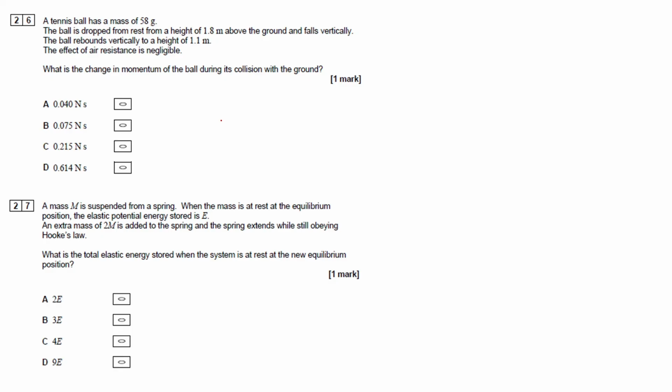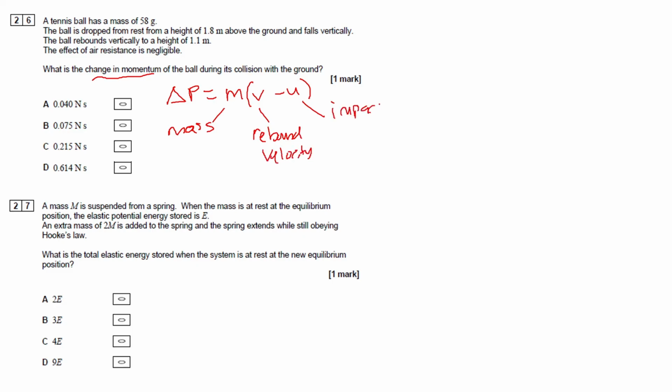In question 26, we have to think about, in the question it's saying calculate the change in momentum, so I write my equation for change in momentum is m(v minus u), where m is the mass of the object, and v is normally final speed and u is initial speed. But just to put this into context, a ball is dropped from rest from a height of 1.8 meters and it hits the ground, and then it rebounds. So the final velocity in this scenario is the rebound velocity, and the initial velocity is the impact velocity.